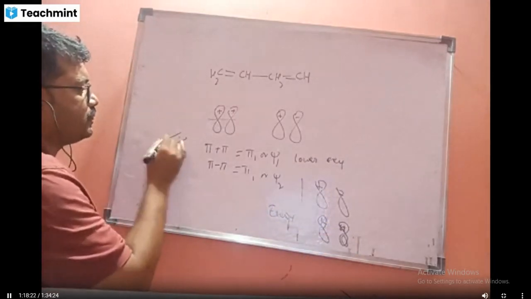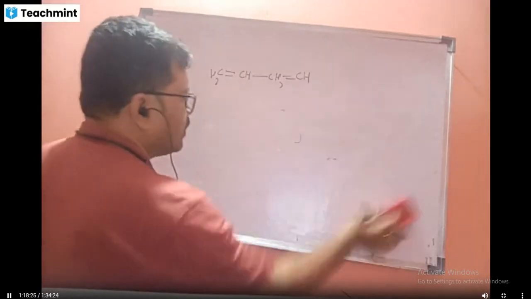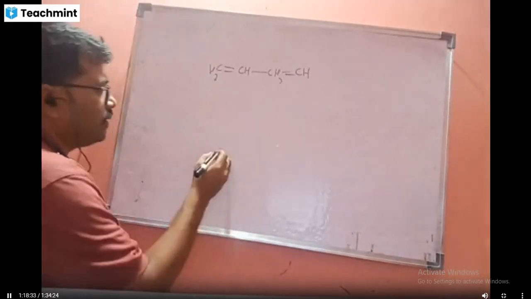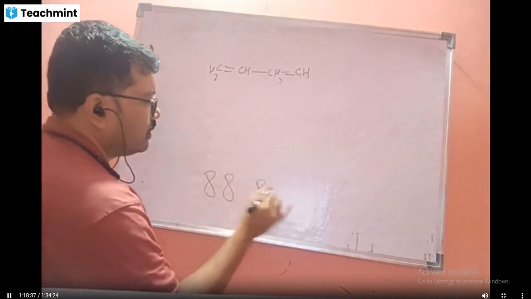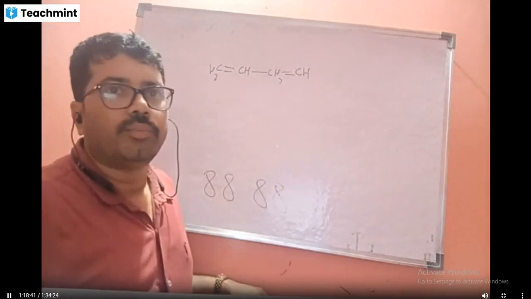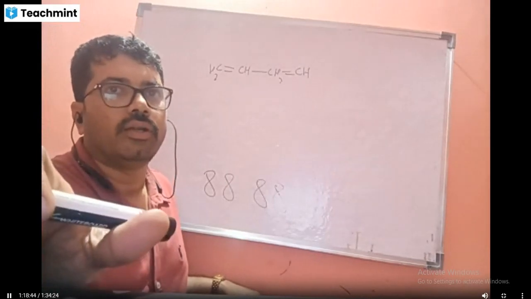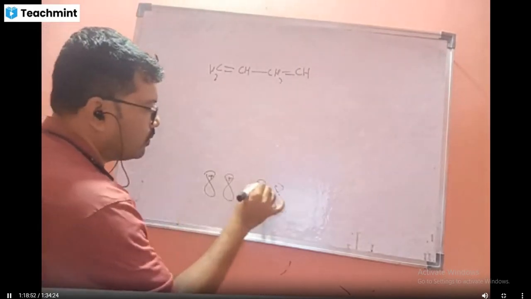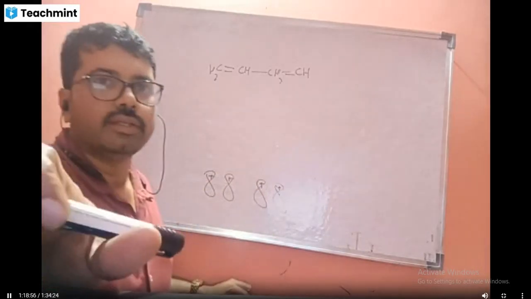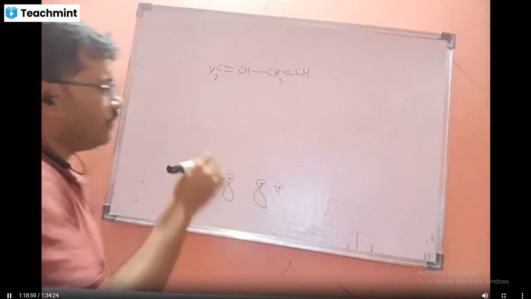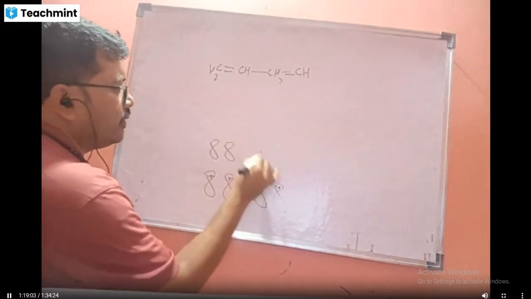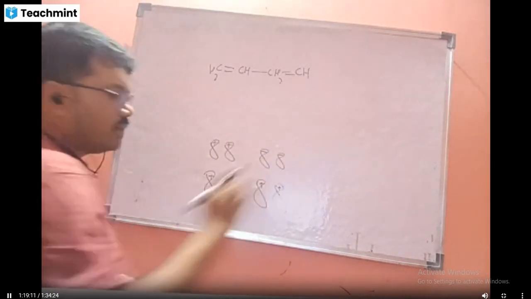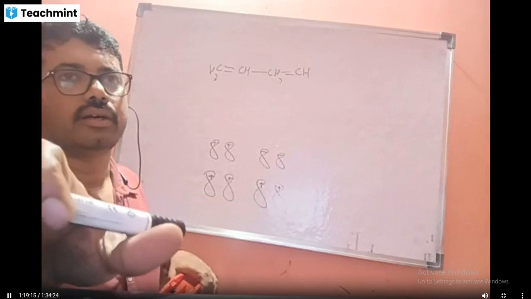If two double bonds are conjugated, it is called butadiene. In the butadiene case, there are 4 pi orbitals. One is the ground level, then the next energy level, two more. See, this is called psi 1.